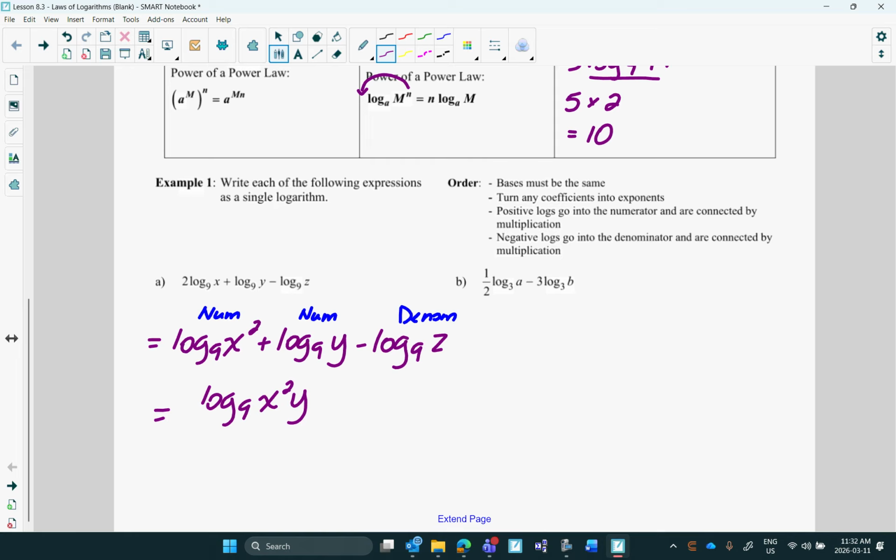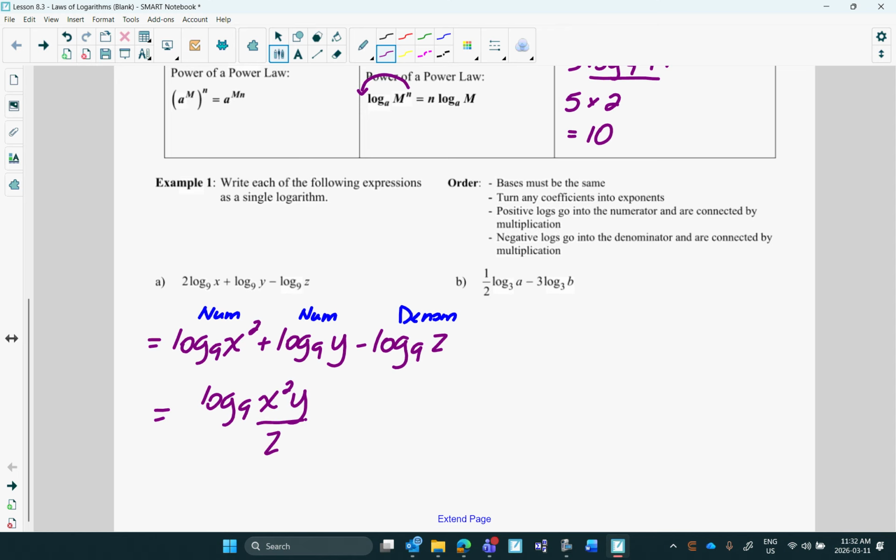And I can divide by this because it's subtraction. So this goes in the denominator. So that's what it would look like. So you've taken an expanded log expression and used the log laws to write a single one. You'd leave it like that, yeah, because there's nowhere you can go unless you know what x, y, and z are.